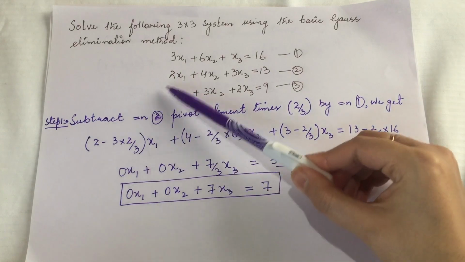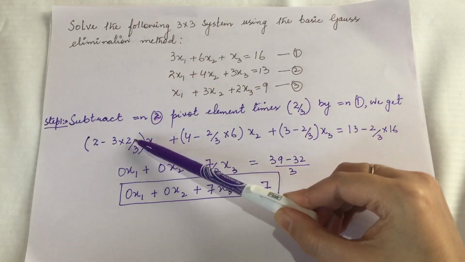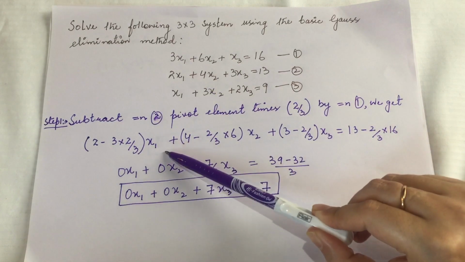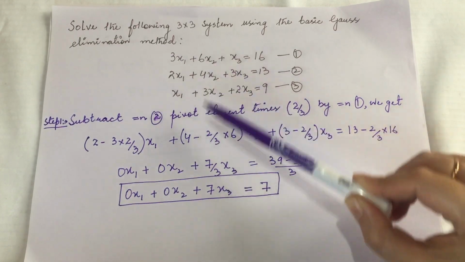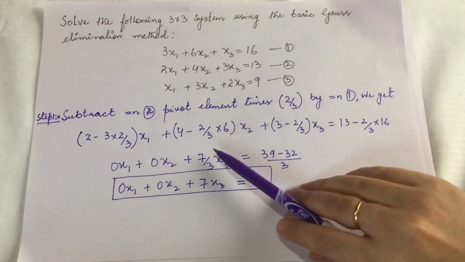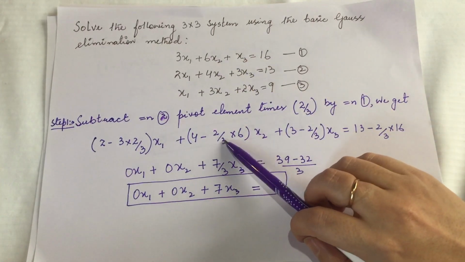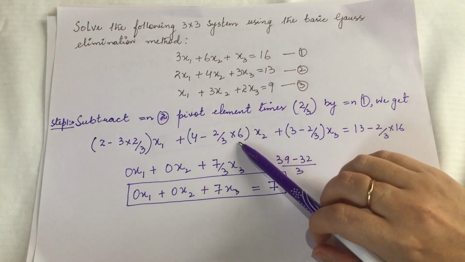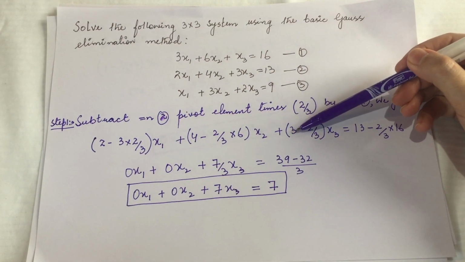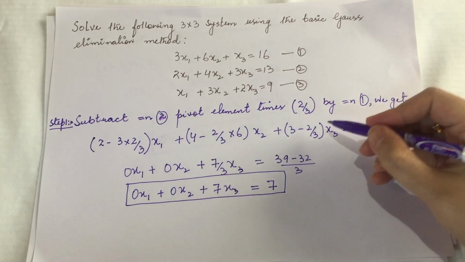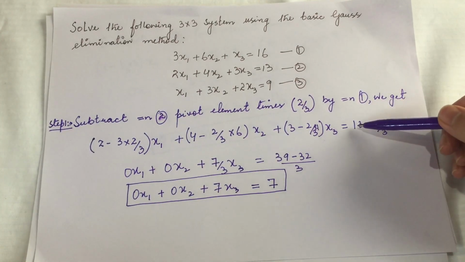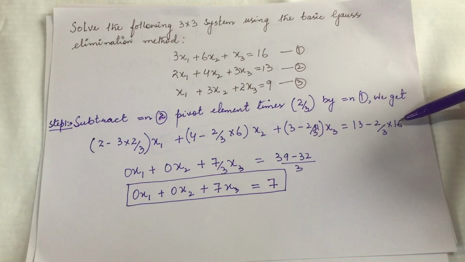We get 2 minus 3 multiplied by 2 divided by 3, where 2 divided by 3 is my pivot element, and the value will be x1. Plus, I have to subtract from this, so I am taking 4 minus pivot element times 6, that is 2 divided by 3 multiplied by 6, x2. Plus 3 minus 2 divided by 3 multiplied by 1, since the coefficient of x3 is 1, x3. That is equal to 13 minus 2 divided by 3 times 16.